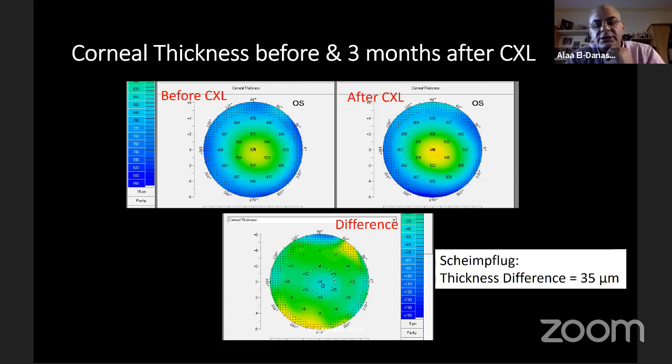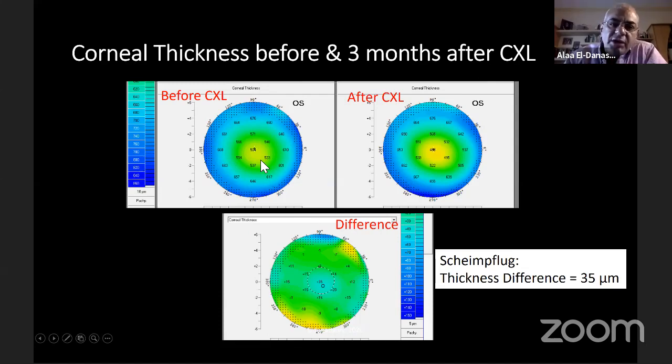Now, the corneal thickness: keratoconus is a degeneration where the first thing that happens is that the cornea gets thinner. And so measuring the thickness is extremely important if you're dealing with keratoconus patients. Now, comparing the corneal thickness measurement with the OCT versus Scheimpflug, I have this interesting case.